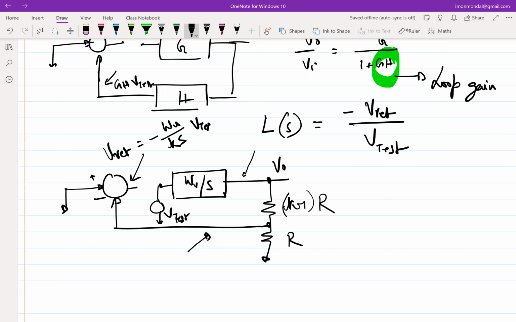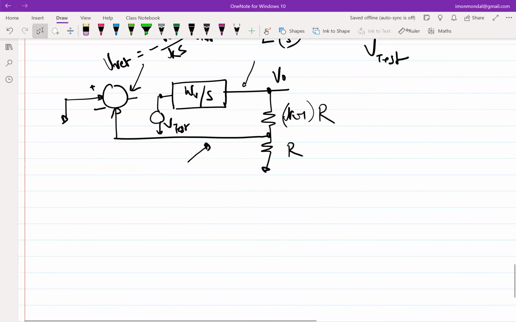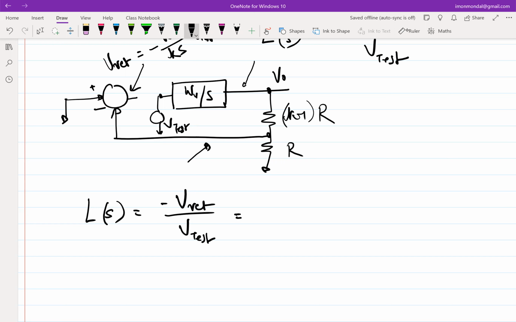So essentially your loop gain, L of S, in this loop is minus V return over V test, right? L of S is minus V return over V test, which is omega u by Ks. So you see that this pesky term of omega u by k keeps on coming here also, and because it is a property of the loop, you expect it to appear everywhere. Okay, so we'll use this.